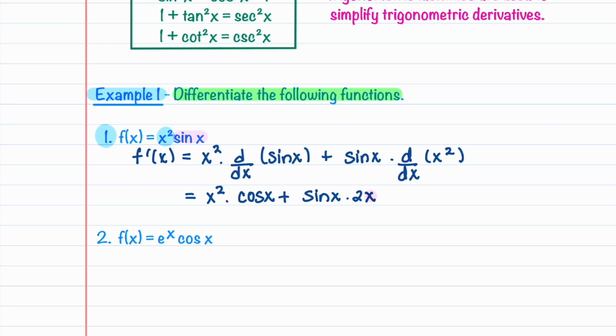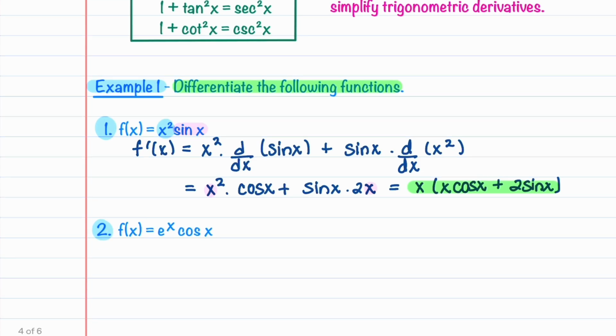Notice that we can pull an x term out from both of these. So we can write this as x times x cosine x plus 2 sine x. And that's our derivative. Let's now look at our second example.